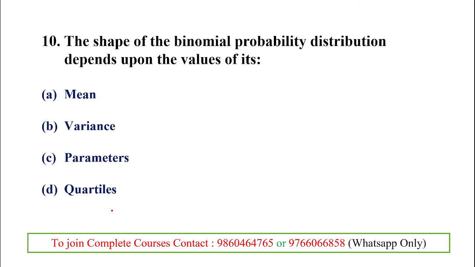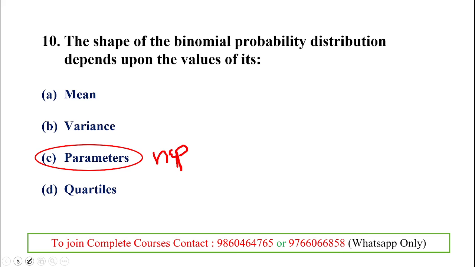Next, the shape of the binomial probability distribution depends on mean, variance, parameters, or quartiles. In an earlier question we discussed that the mean and variance are related in one of the cases. But here the shape of the binomial probability distribution depends on the parameters, that is N and P. Here N, P is not NP. So N and P will determine the shape of the binomial distribution.